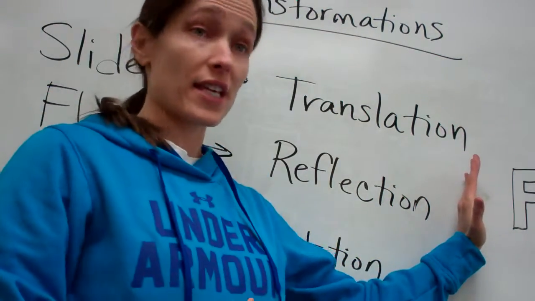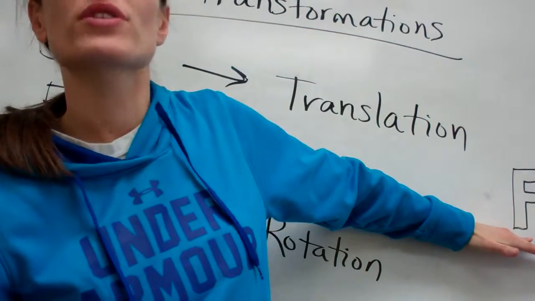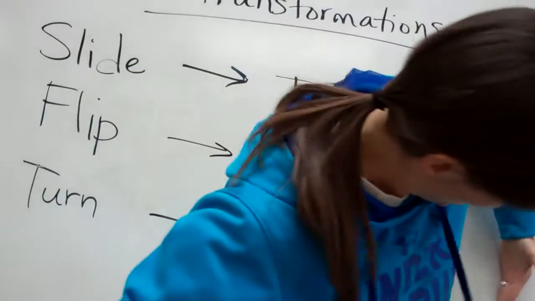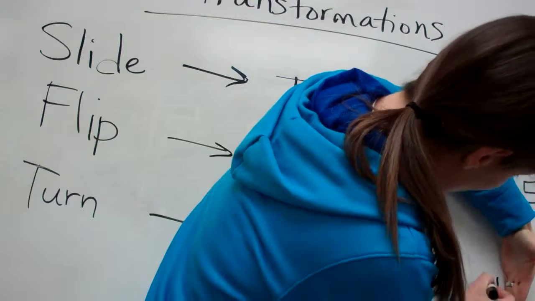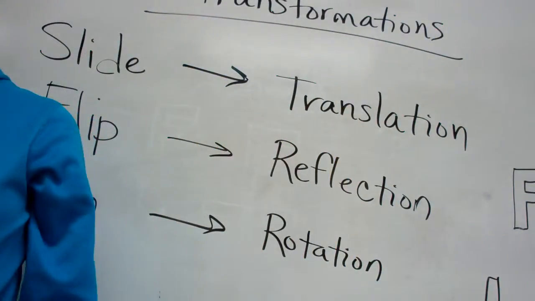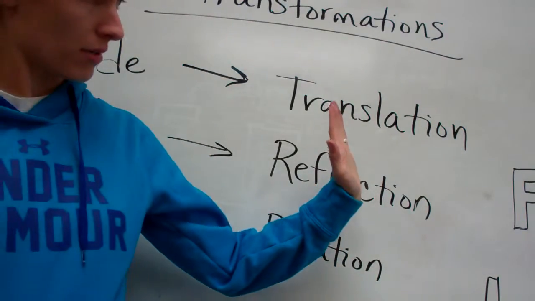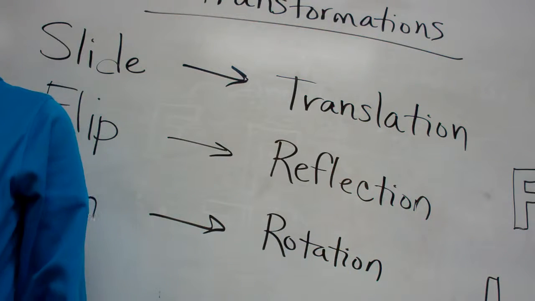It was sitting up like this, and I rotated it 90 degrees. If I rotated 180 degrees, it would go boom, boom, and it would end up looking like that, upside down. So these are rotations. If we went 200 degrees, it would be that.